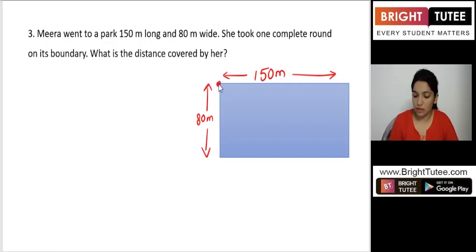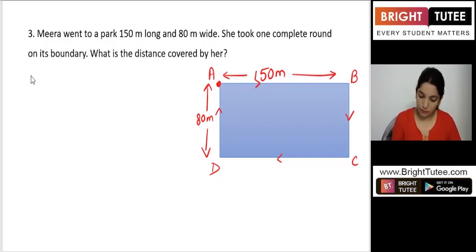Now it says she took one complete round around the boundary. So say we are starting from this particular point. Let us name this as A, this as B, this as C and this one as D. So we are going to start from A. We'll go all along its boundary and we need to come back to A in order to see how much distance she has covered. Clear? So let us work this down.